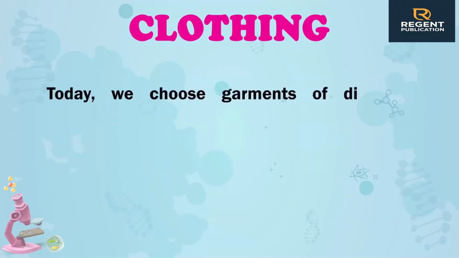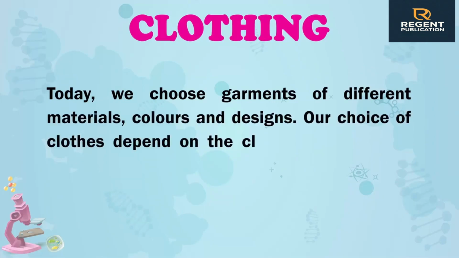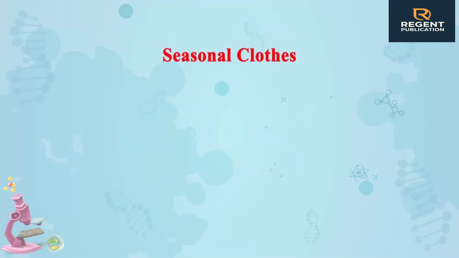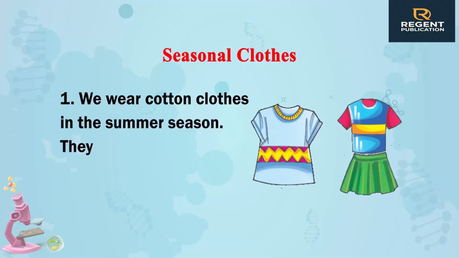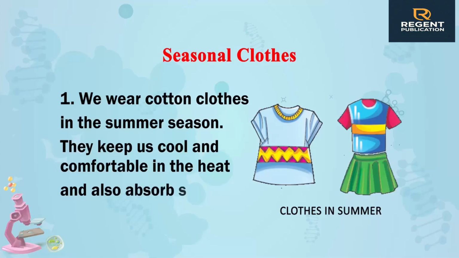Today, we choose garments of different materials, colors and designs. Our choice of clothes depends on the climate and weather conditions of the place we live in. Seasonal clothes. We wear cotton clothes in the summer season. They keep us cool and comfortable in the heat and also absorb sweat.